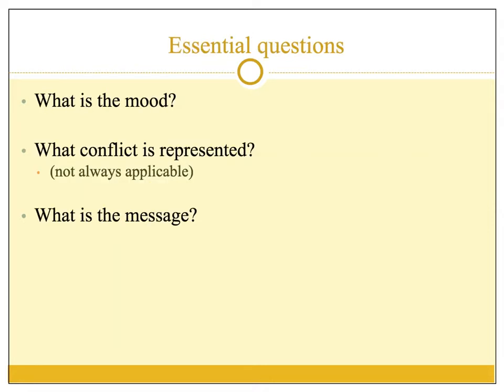Okay, so the three essential questions that we're going to go over are: what is the mood? Remember that mood is how the author makes you feel. What conflict is represented? Sometimes there won't be a conflict in the picture, but if there is, you need to identify person versus whatever they are facing. And then the next thing is, what is the message? Remember, the message is what the author wants you to think or understand.